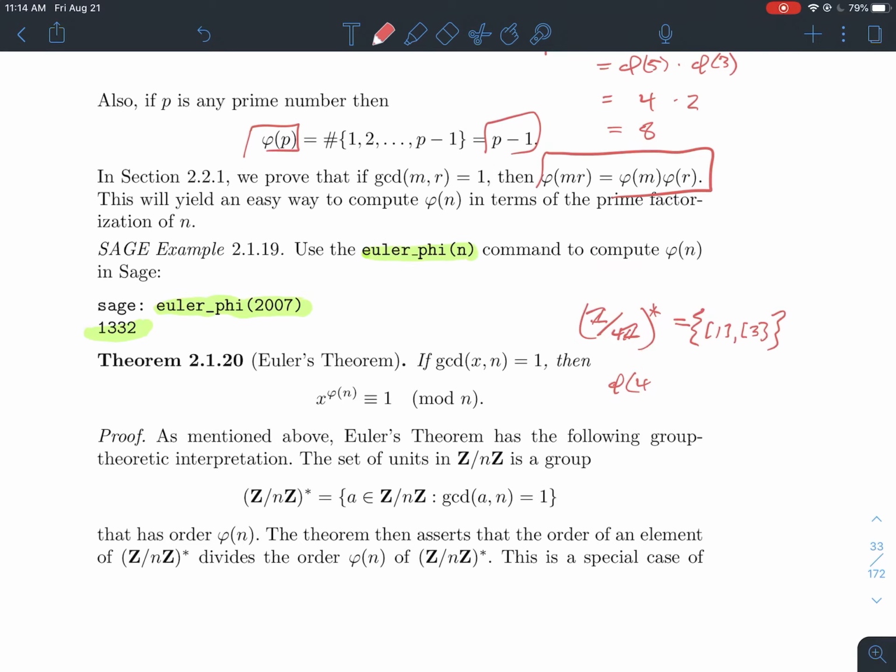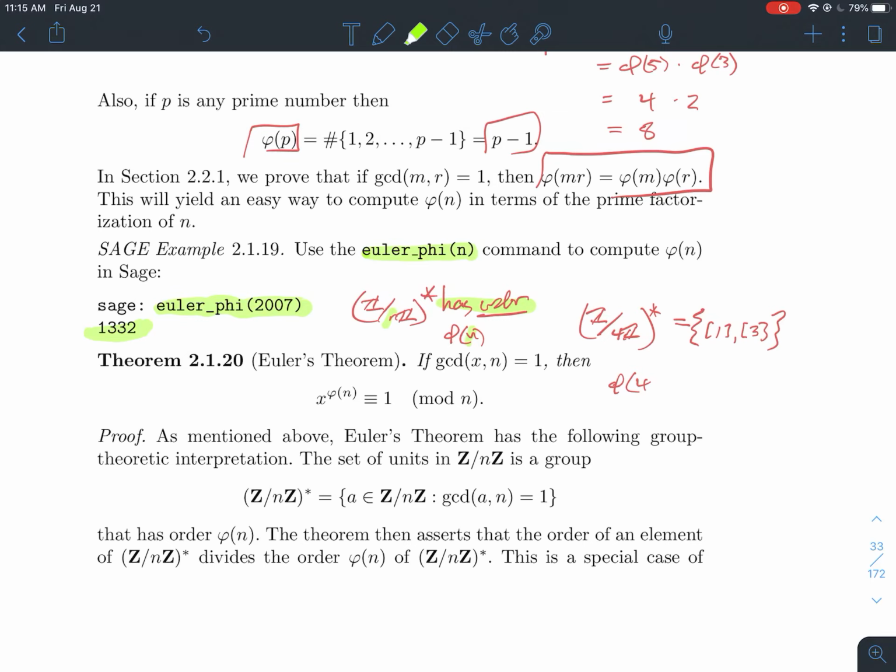And in general, Z mod nZ star has order, in other words cardinality, phi of n, whatever that n is. So maybe it's a little hard to see, but that's important for us.